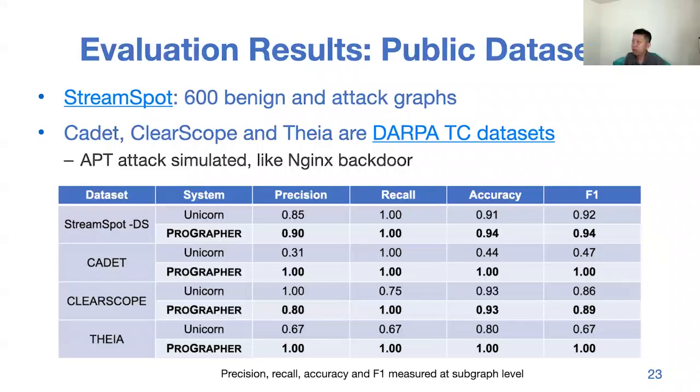We run and test our system on a few public data sets. StreamSpot is the one produced in a lab environment, and they label 600 graphs as benign and attack. We are able to achieve really high precision, recall, and accuracy at the graph level on this data set. We also tested 3 DARPA data sets: CADETS, ClearScope, and THEIA. They all simulate APT attacks on their data, so we also got really good results.